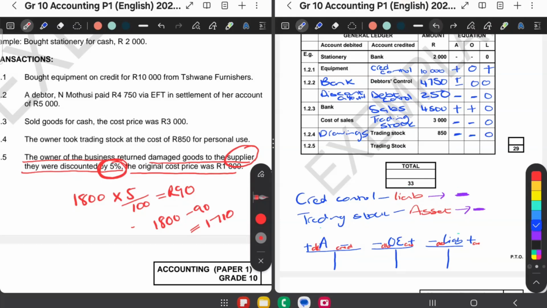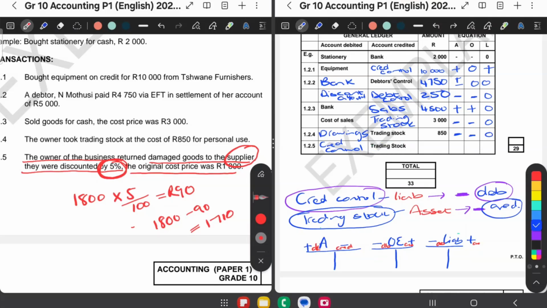Okay, now let's do debit or credit. Liability and a minus. Liability and a minus is this side. That's the debit side. So this is debit. Assets and a minus. Assets and a minus is this side. So that's credited. Creditors control is debited. Is it written in there for us? No. So this is creditors control. And then trading stock is credited. Okay, that's there. So that's done.